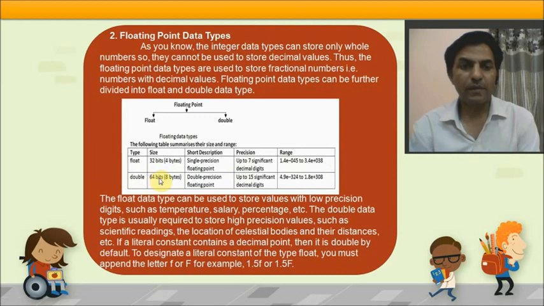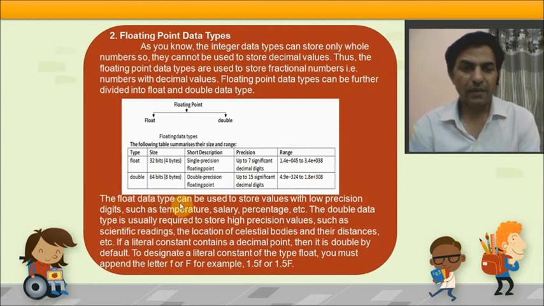Next one is double. It requires 64 bits, that is 8 bytes. It is used for double precision floating point. Its precision is up to 15 significant decimal digits. Its range is 4.9e minus 324 to 1.8e plus 308.